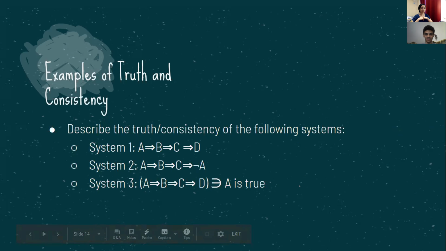Okay, so Lisa, if you can check the chat if someone typed something. Yeah. So if you guys would just put in the chat, you can private message either of us if you want to. Do you think that system one is true, and do you think that it's consistent?